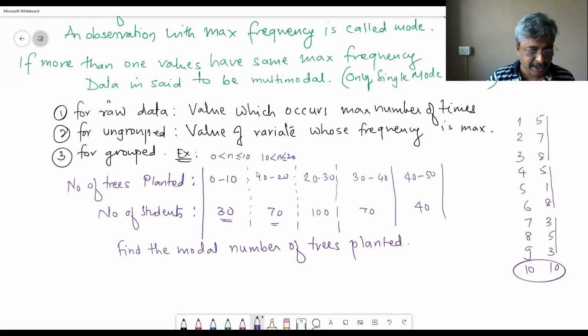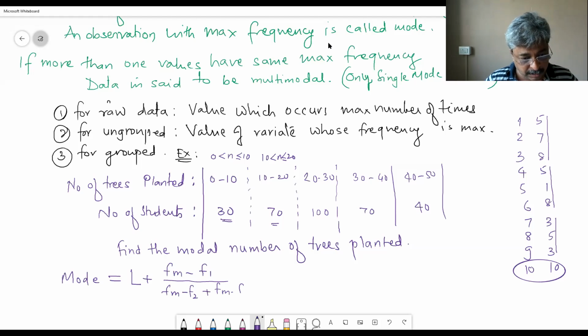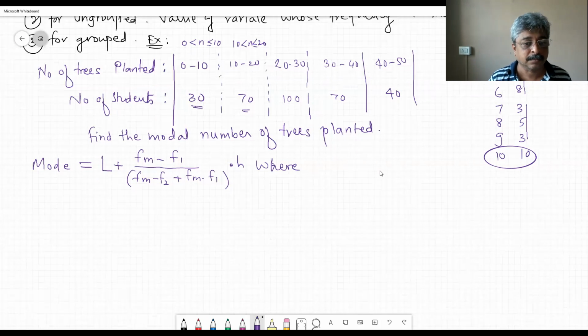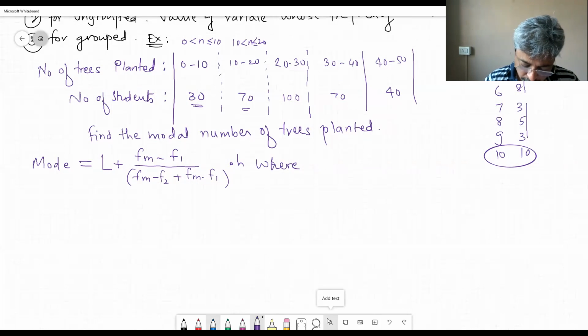So in this case the formula for mode is L plus (Fm minus F1) upon (Fm minus F1 plus Fm minus F2), into H, where L is the lower limit of the modal class.